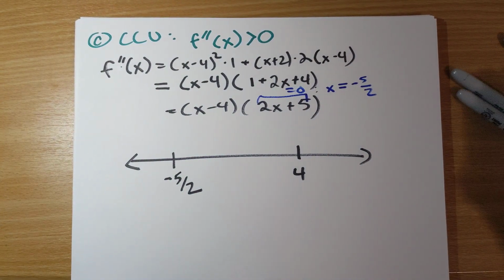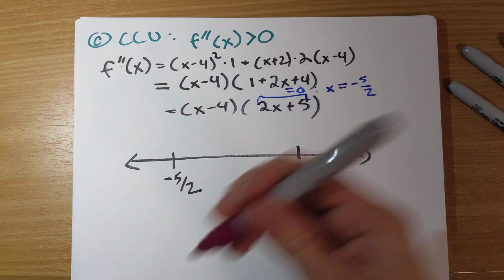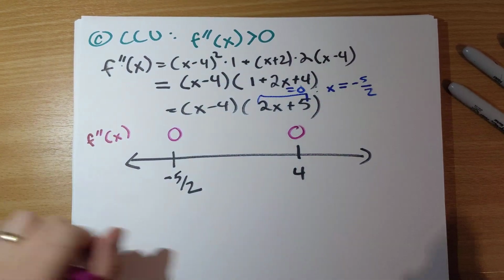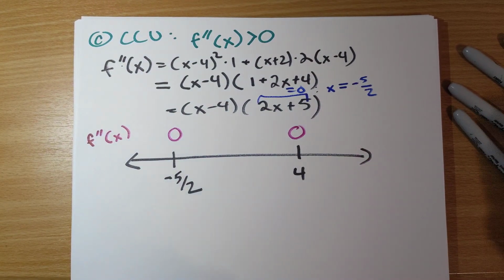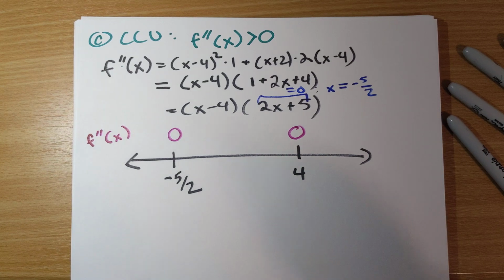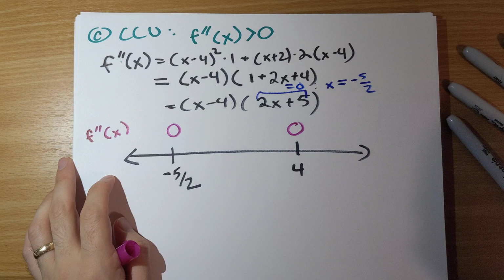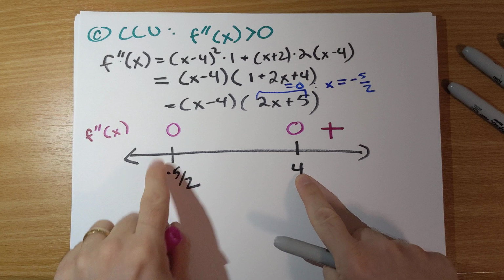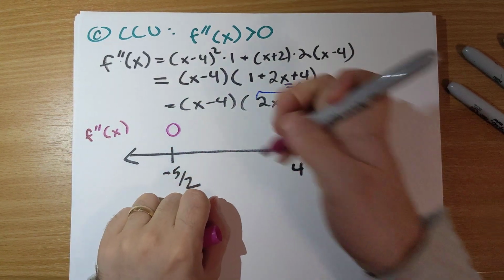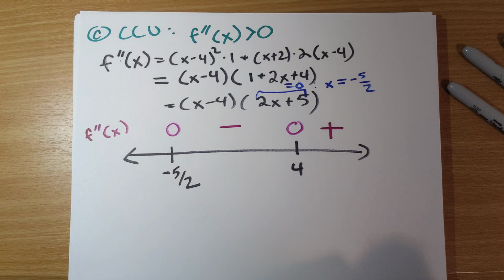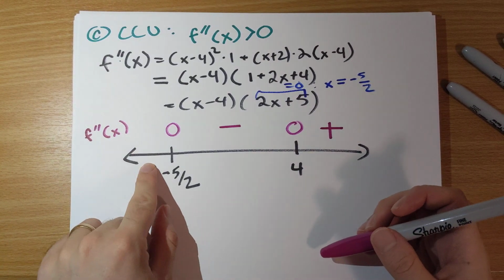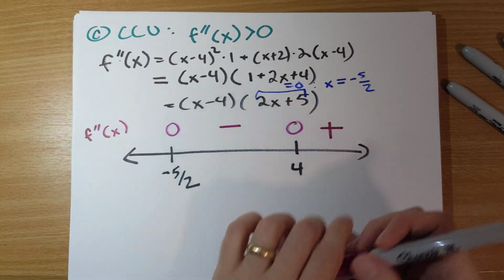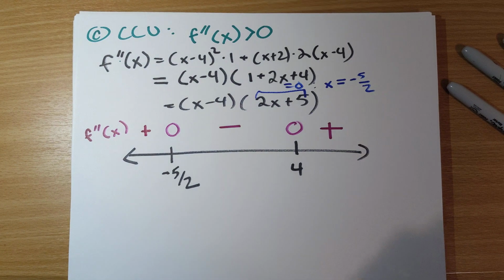Okay, so let's analyze this. F double prime of x is going to be 0 at these two values we just determined. If x is bigger than 4, both of these terms are positive. If x is between -5/2 and 4, like 0, this will be negative, this will be positive. Negative times positive is negative. If x is less than -5 over 2, this is going to be negative, this is going to be negative. Negative times negative is positive.